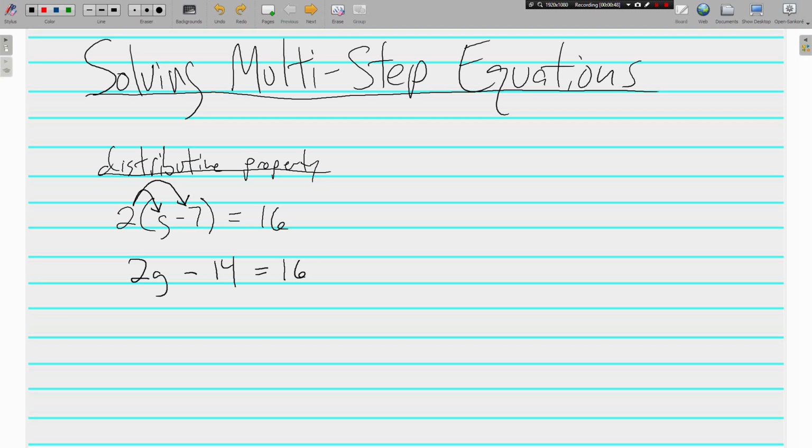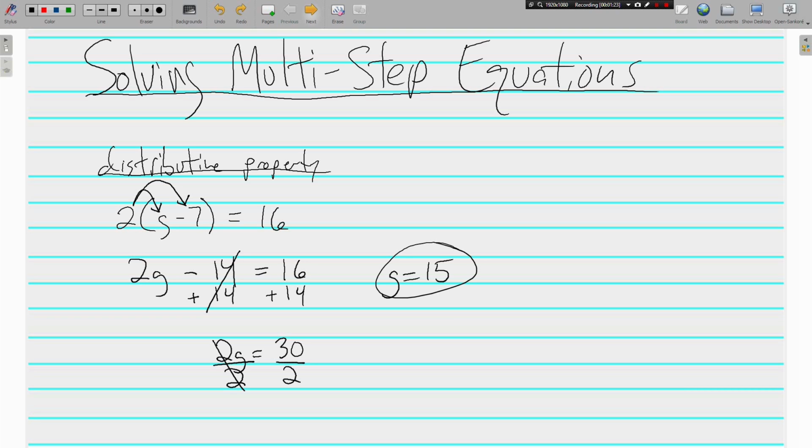Variables on the left, we're multiplying by 2, and we've got a -14. We're going to save the term with the variable for last. So first we're going to undo the -14 with a +14. And what you do to one side, you must do to the other side. So we get 2g is equal to 30. And we're multiplying by 2, so we divide by 2. We end up with g is equal to 15. Piece of cake.